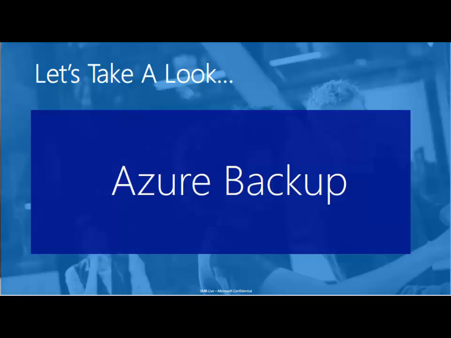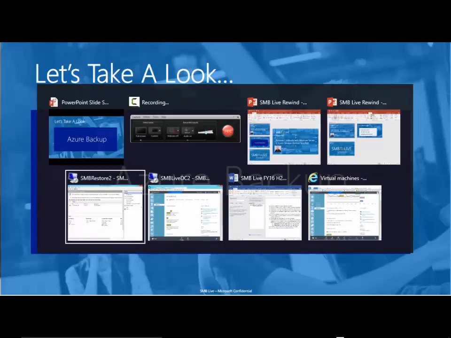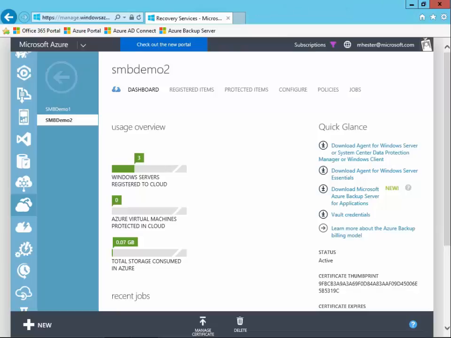So without further ado, let me go ahead and switch on over into my servers and we can actually start taking a look at what's there. We're going to start in my primary source server, but I'm actually logged into the Azure portal. Now to start backup, you have to create a thing called a backup vault. Now I've already done that. My backup vault is SMB Demo 2. I've also registered my servers as a part of this vault.